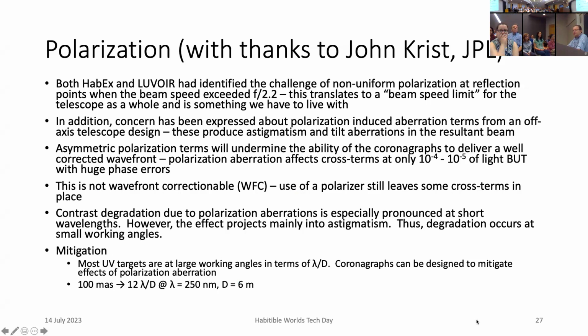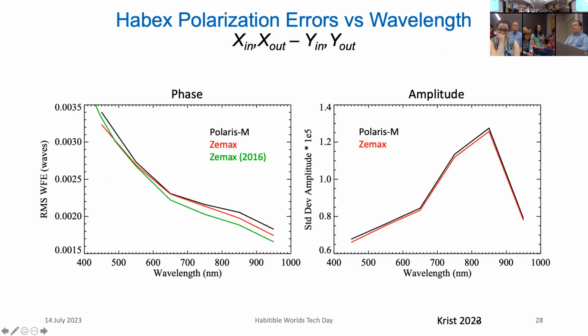And there is contrast degradation due to those aberrations, which becomes more pronounced at short wavelengths. So this is really an issue for the ultraviolet coronagraphic channel more than the other ones. Now, the mitigation is that we can select UV targets at larger working angles, because you can work primarily at something like 12 lambda/D, which is about 100 milliarcseconds, to mitigate the effect of these polarization terms. And this is an illustration from John Krist for the HabEx design.